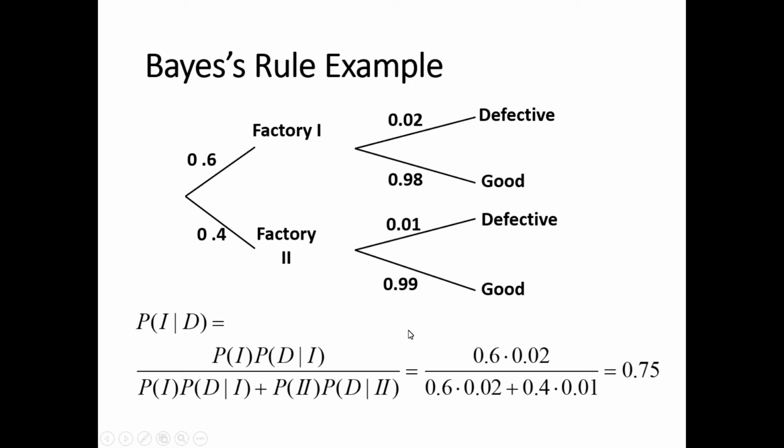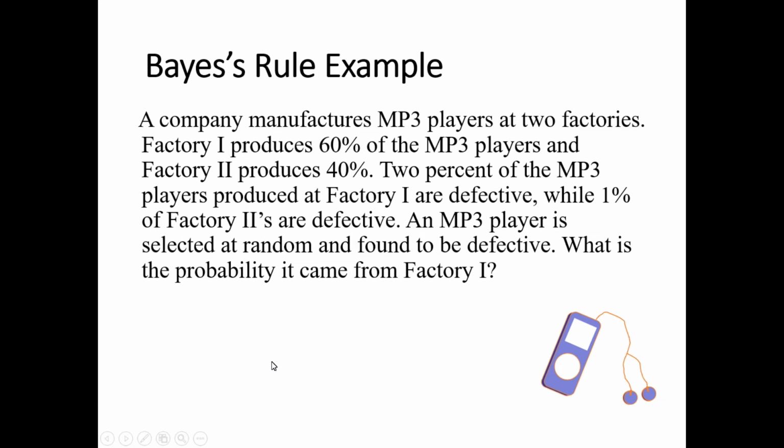In other words, there's a 75% chance that if something is defective, it came from factory one. A lot of numbers going in here, a lot of things to keep straight. Again, let me go back and show what it looked like as a question. So this is the way that it would be presented to you on online homework or on a test.